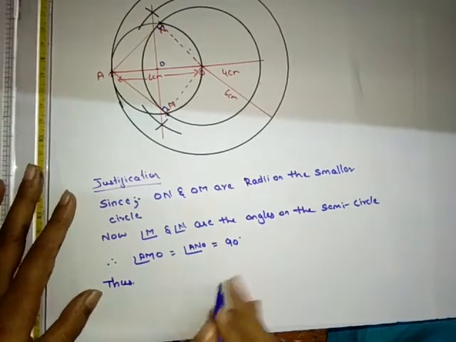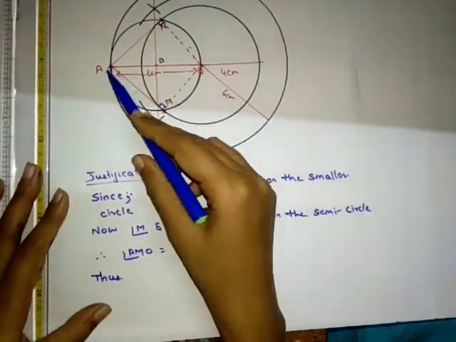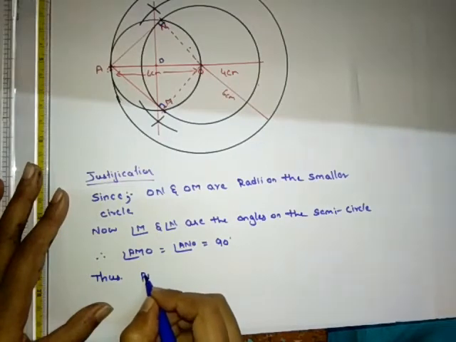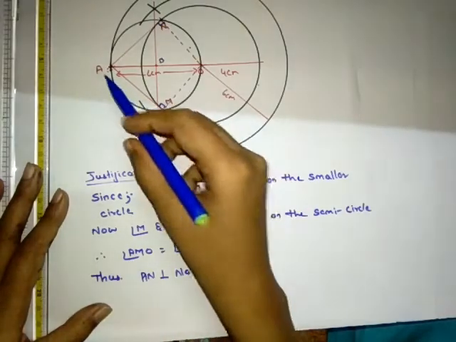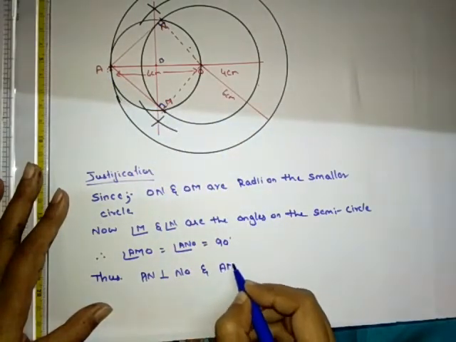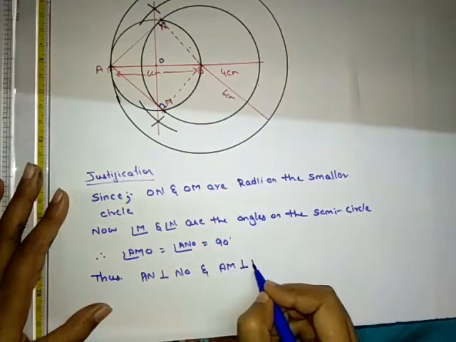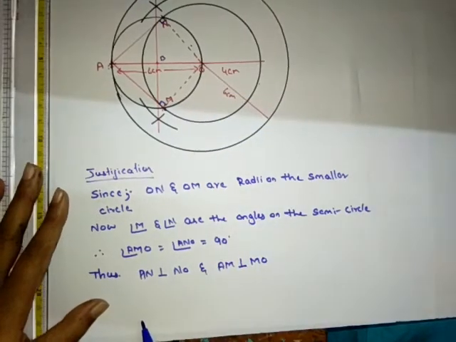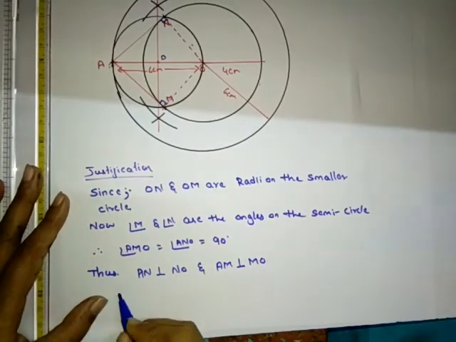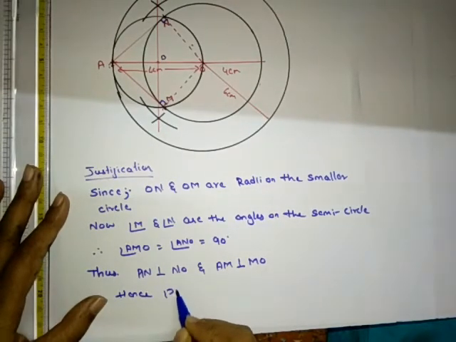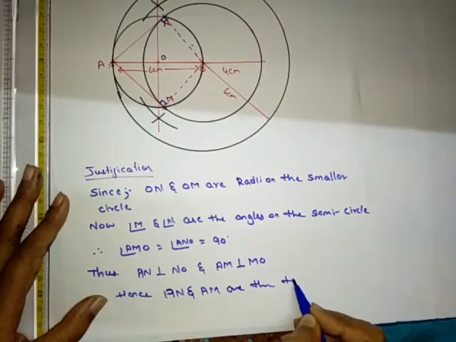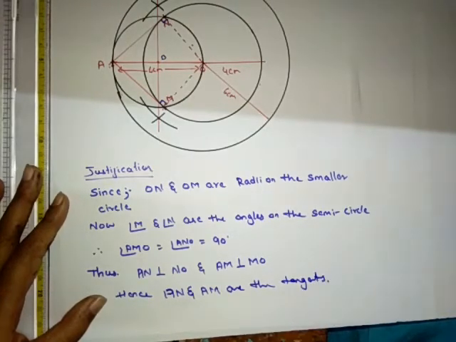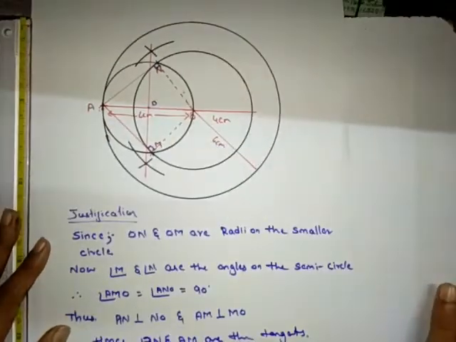Thus, tangent AN is perpendicular to the radius NO, and again tangent AM is perpendicular to the radius MO, right? Hence, AN and AM are the tangents. Okay, this is the justification for the second.